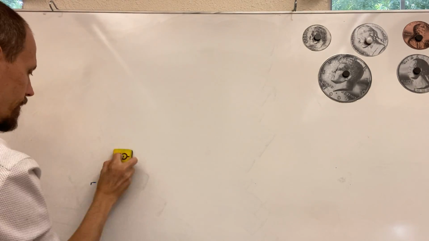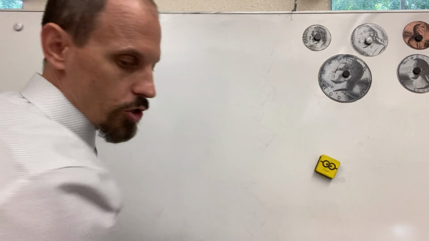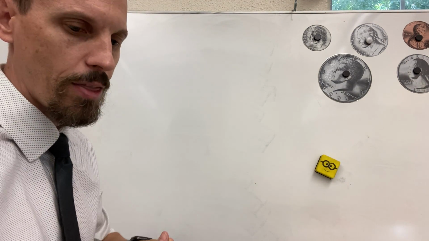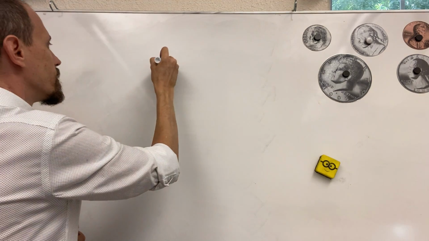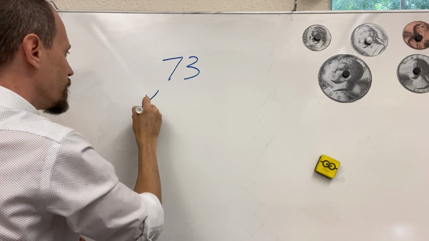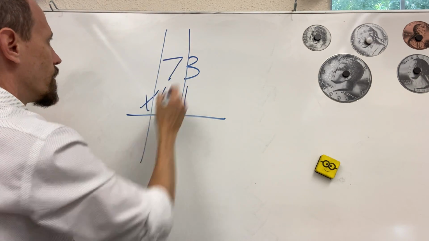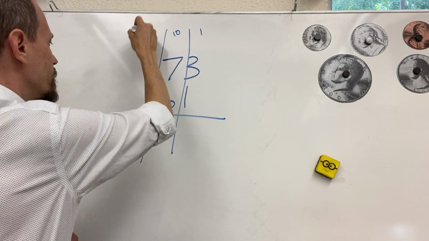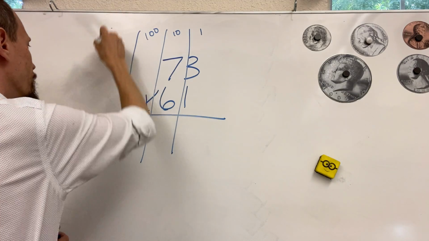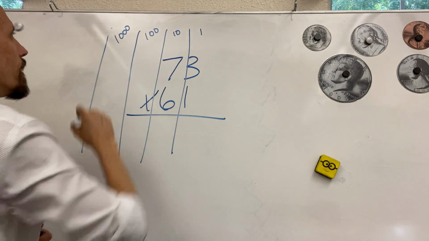Let's do one more, and then you boys and girls can work on your own. This is a shorter video. So let's do the next one. 73 times 61. And let's go ahead and put our columns in here. This is our 1s, this is our 10s, this is the 100, and this over here is the 1,000, right?